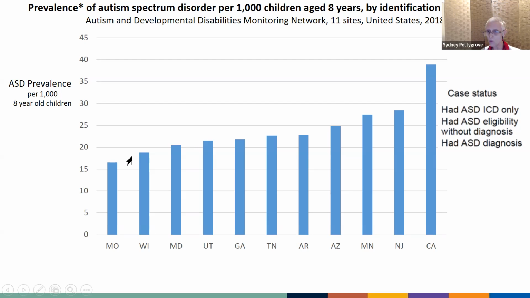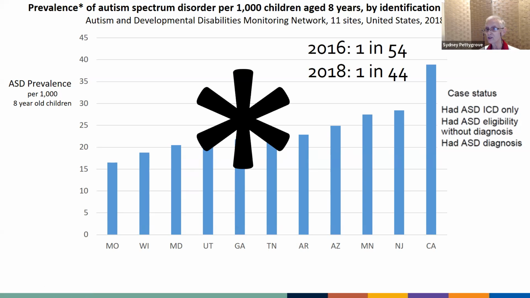So in the 2016 publication, our estimate of autism prevalence was that ASD affected about 1 in every 54 children. In 2018, that's 1 in every 44 children. However, it's important to at least be thinking about the fact that we have changed our protocol. So we've changed the procedures that we are using to collect these data. And so I want to talk about the effects of that.